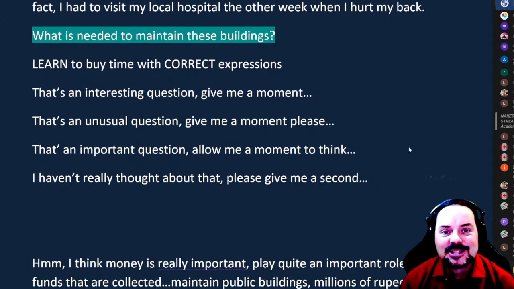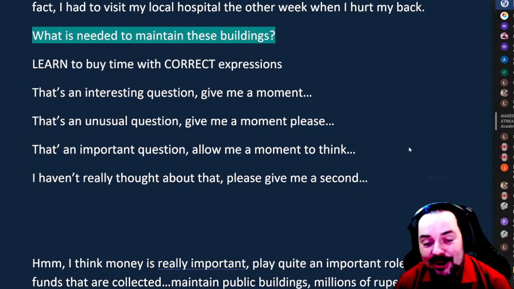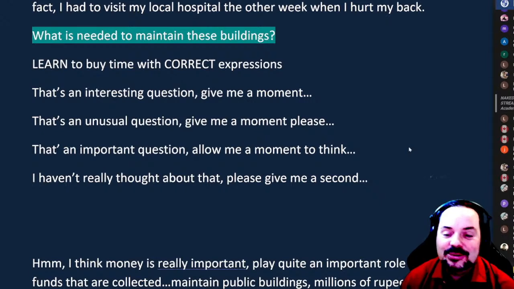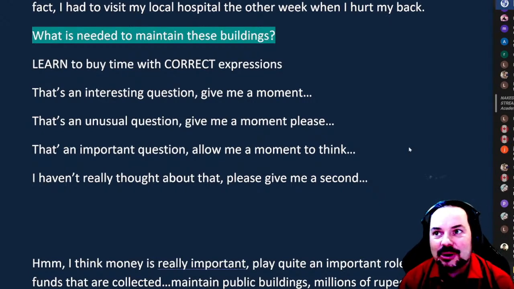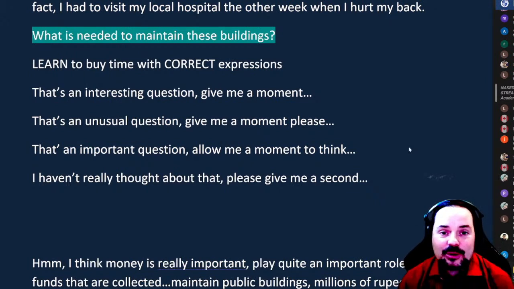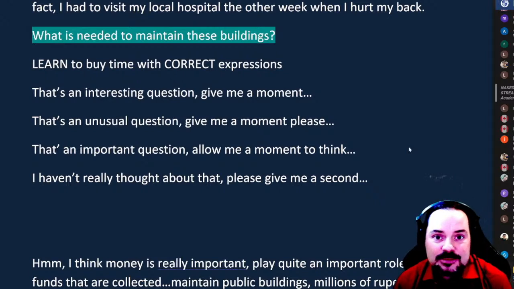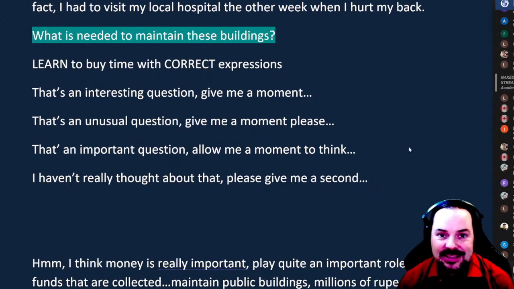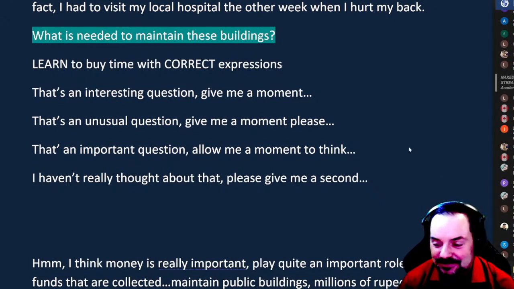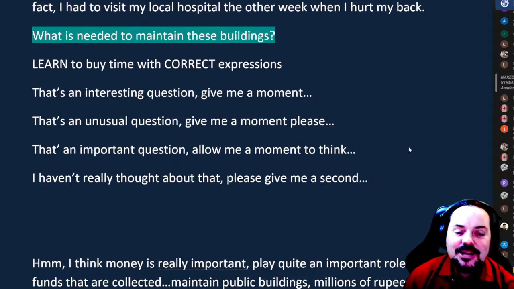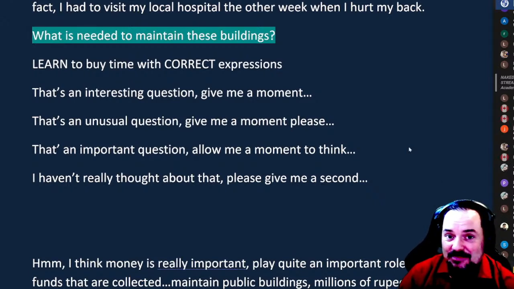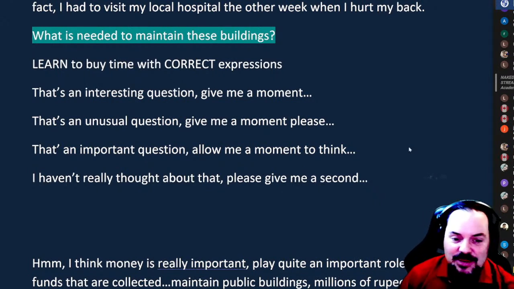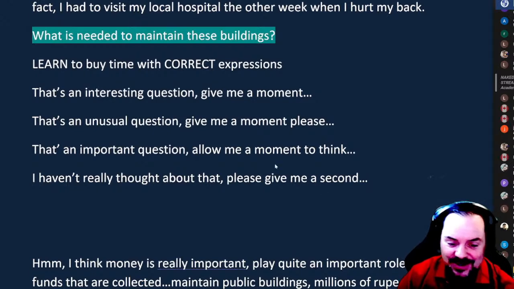So that's where you'd want to say something like, that's an important question. Allow me a moment to think about that. I suppose public funding, taxes, maybe donations are really important. And of course, experts, professionals like carpenters, electricians, plumbers, they're needed to maintain these buildings. Does that make sense? Yes, sir. So it's an important question. It's not an unusual question. People talk about that. People say, why hasn't that school been maintained? Or why is that library in such bad shape? So it's an important question, right?